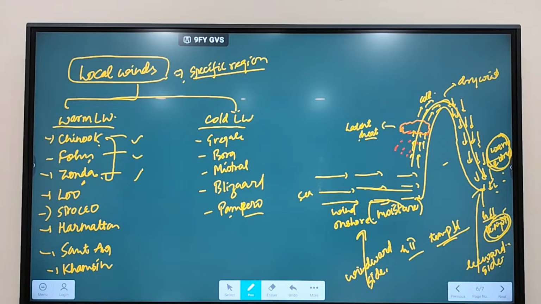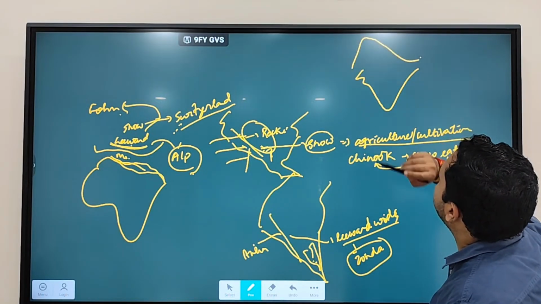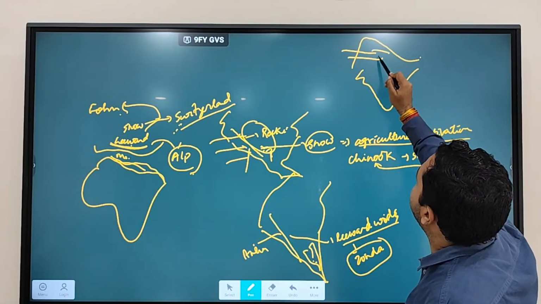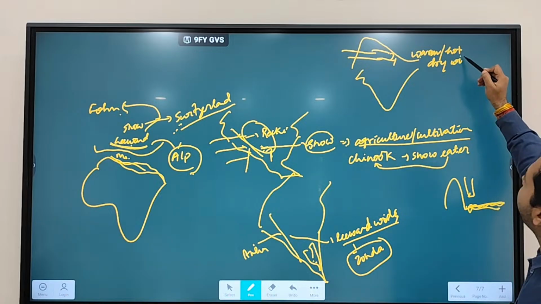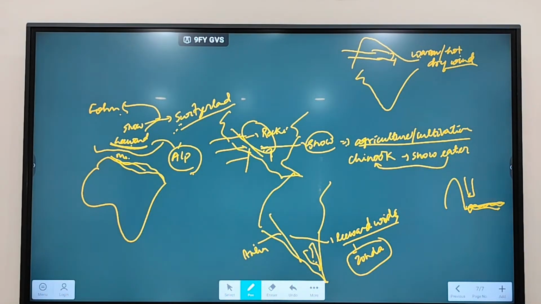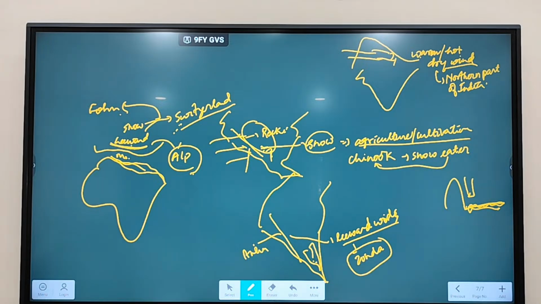Next we have written is Lu. Lu is found in India. Lu is a warm, very hot dry wind, blowing on the northern part of India. It generally comes from the Rajasthan desert region, and blows in March, April, May, before the arrival of the monsoon. So from late March to early May, you'll see this warm, hot and dry wind blowing. Fine.